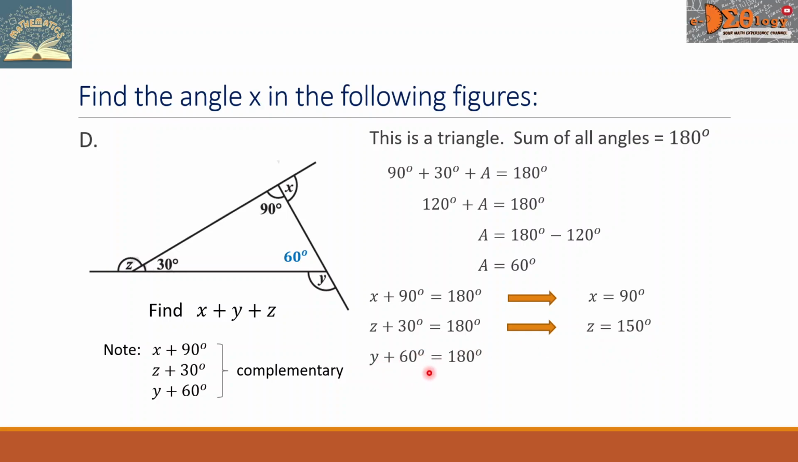And the y plus 60 degrees equals 180 degrees. We transpose 60 degrees to the right. So that will be subtracted from 180 degrees. So the value of y is 120 degrees. So we put now the sum x plus y plus z. Let's now substitute the values. So we have 90 degrees plus 120 degrees plus 150 degrees. And the total is 360 degrees.